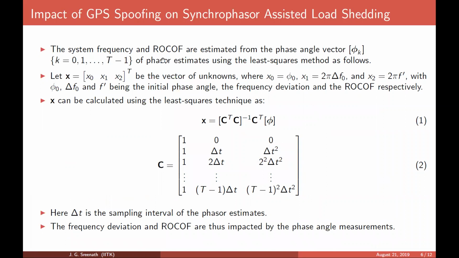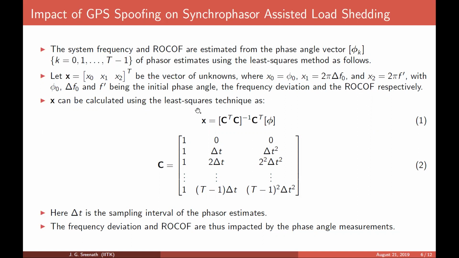The mathematics behind it: the system frequency and the rate of change of frequency are estimated from the phase angle vector. It's basically a simple least square algorithm that you use here. So this is your state vector, x0, x1, and x2. You have 3 states. Your first state is the initial phase angle. Your second state is the frequency deviation. And your third state is the rate of change of frequency.